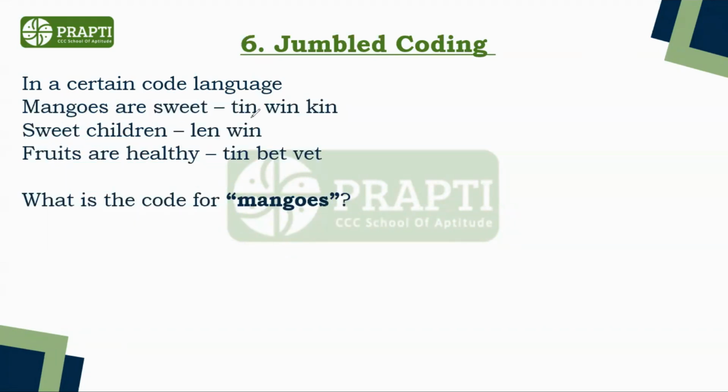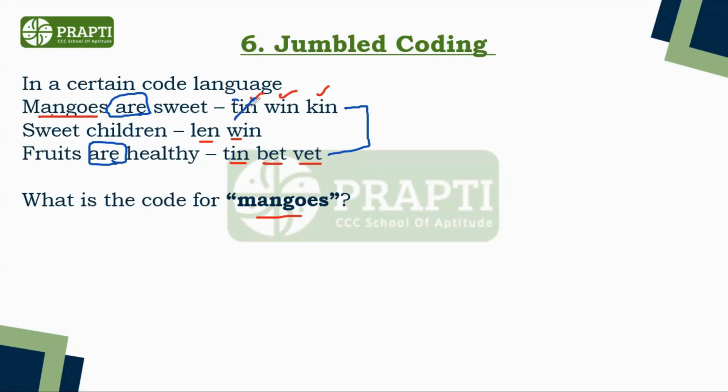Mangoes are sweet: king, win, king. Sweet children: lend, win. Fruits are healthy: tin, bed, wet. What is the code for mangoes? Mangoes is in the first statement, and we have to find which word represents mangoes. So what you have to do is just see whether similar words are present in any other statement.